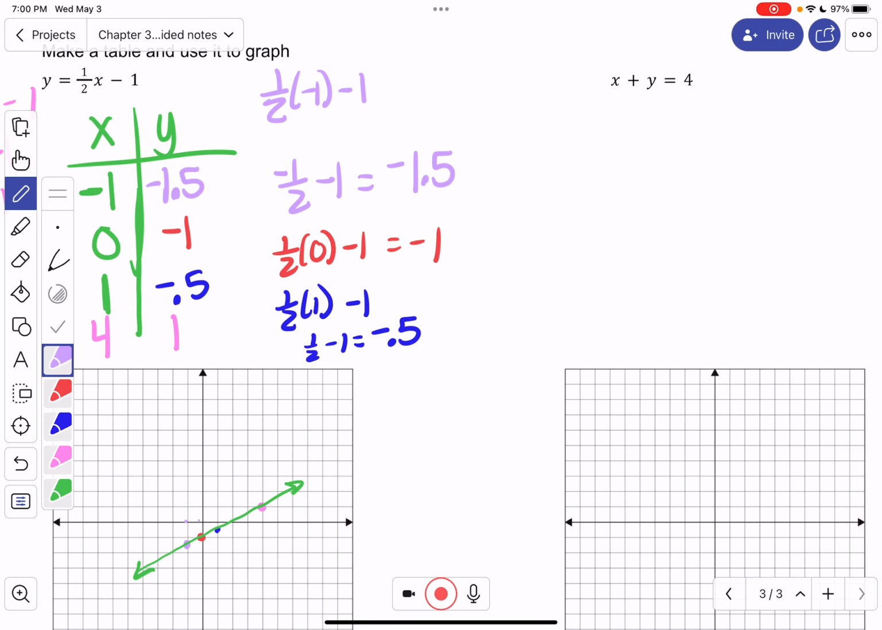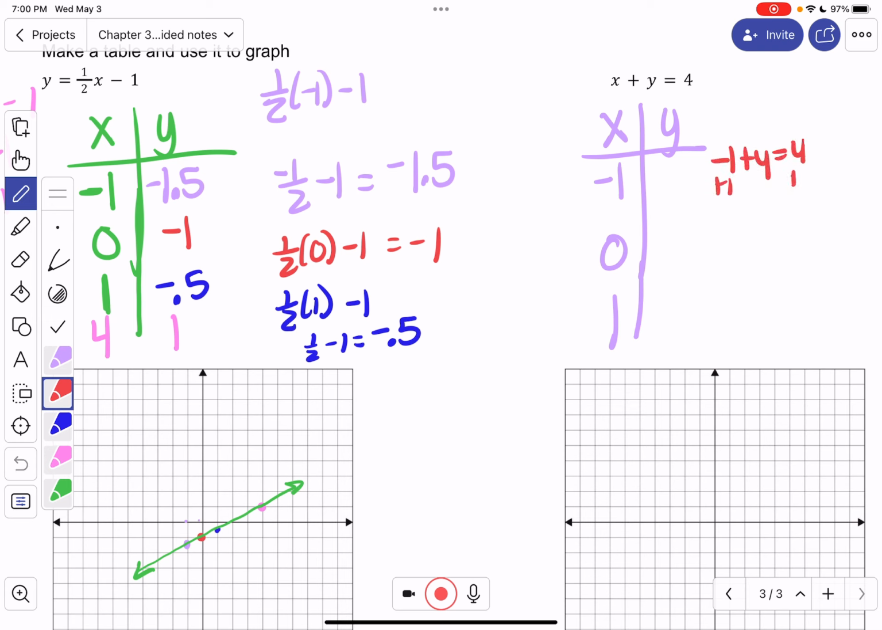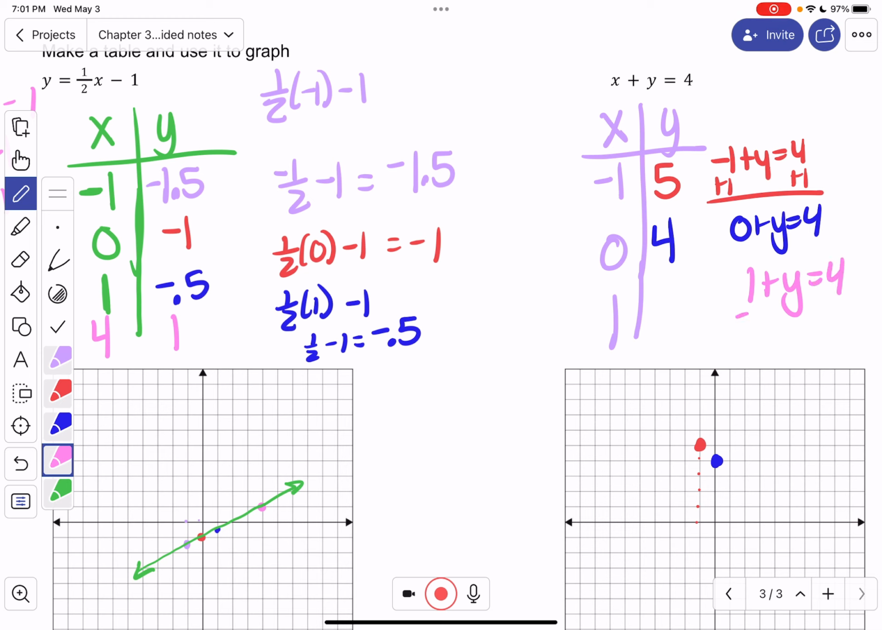If we try the other one, again, you can pause the video or you can keep going. So negative 1, 0, 1. If I plug in negative 1, negative 1 plus y equals 4, add 1 to both sides, y equals 5. So negative 1, 5. Do it with 0. 0 plus y equals 4, which means y equals 4. So 0, 4 is a point. Do it with 1. 1 plus y equals 4. Subtract 1 from both sides. y equals 3. 1, 3.